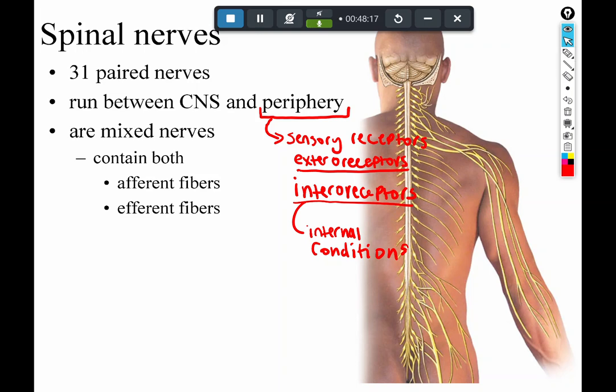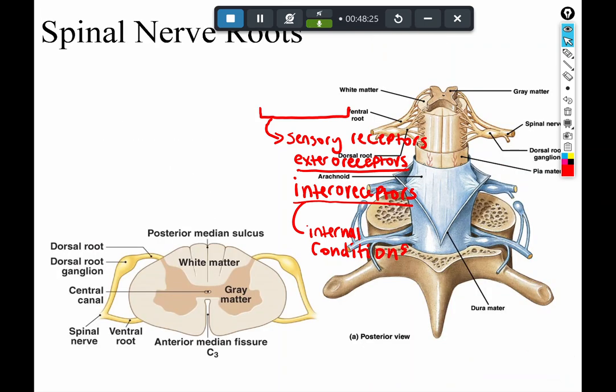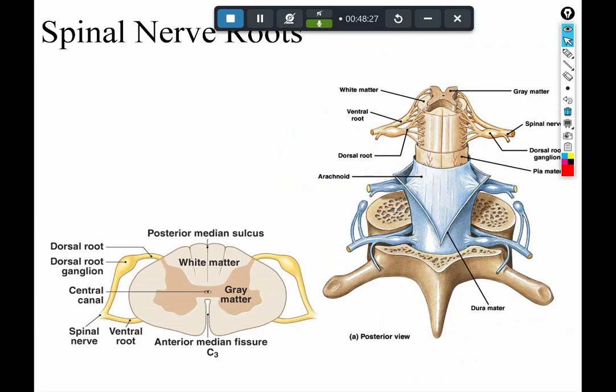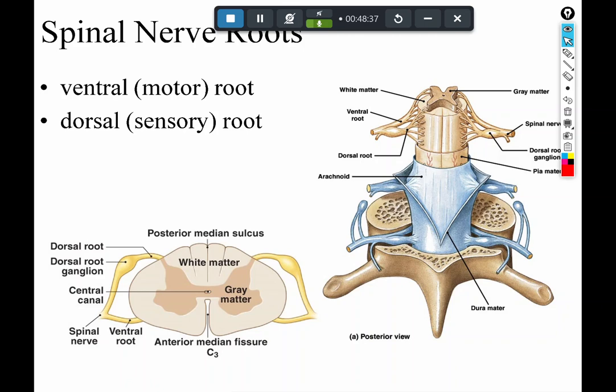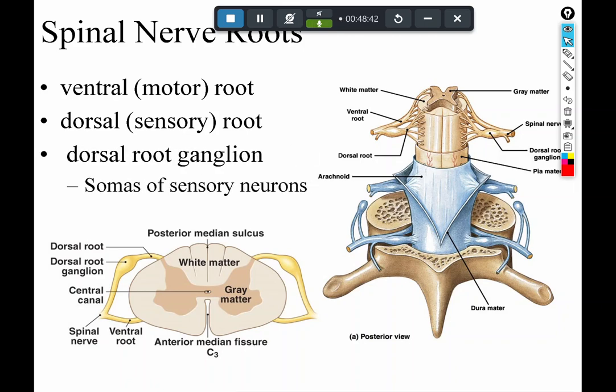So again, spinal nerves are mixed nerves. They contain both afferent and efferent fibers. And as per, again, our same Dave mnemonic, the ventral root carries motor information only. The dorsal root carries sensory information only, but the spinal nerve is mixed, and I already explained the somas of sensory ganglion and why we don't have a ventral one.